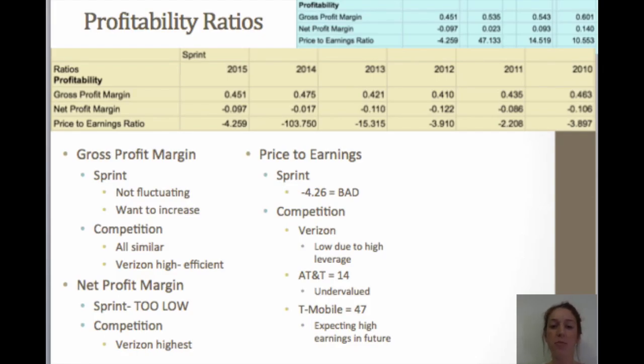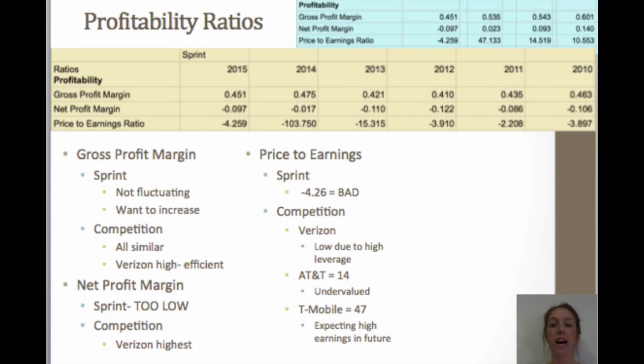Next, we'll talk about the net profit margin. Sprint's profit margin for 2015 was at a negative 0.09. This is a really bad margin, considering that means that they make negative 9 cents per dollar of sales. Over the past 5 years, Sprint has had a negative net profit margin, and most companies have low margins, but not negative. Negative is a really bad sign for any company.